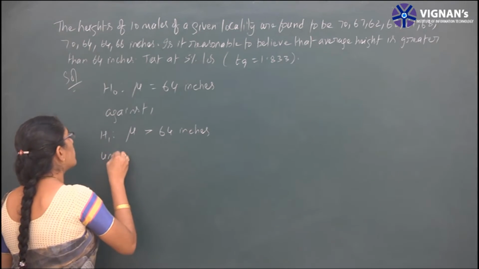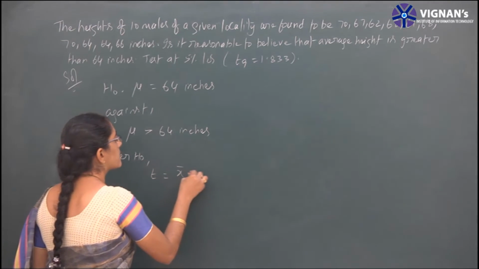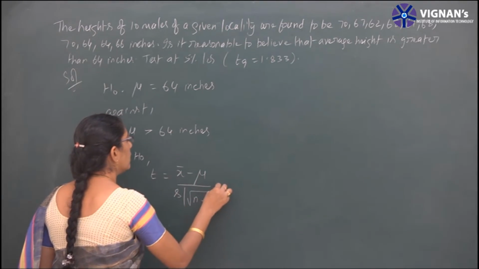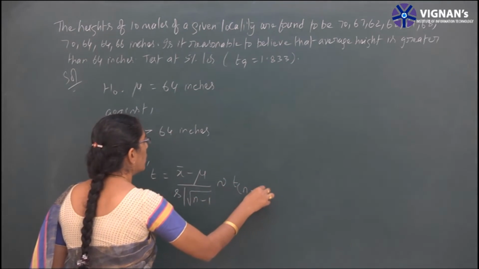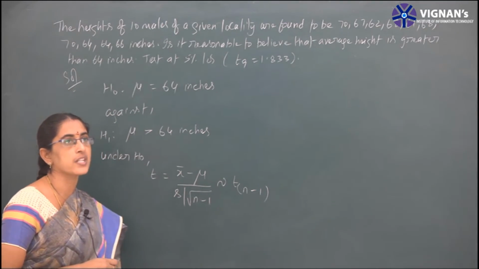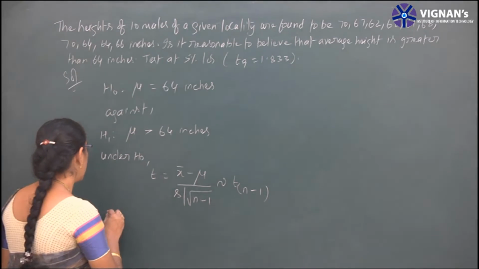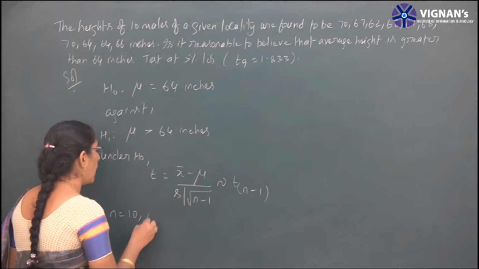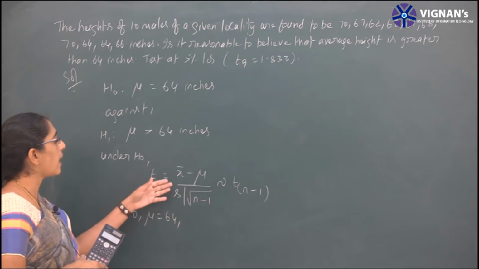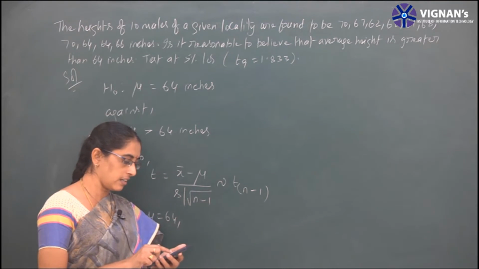Now under the null hypothesis, the test statistic will be t equal to x bar minus mu by small s by root n minus 1, which follows a t distribution with n minus 1 degrees of freedom, because the individual observations are given to us and some of the values are repeated also. The sample size is 10 and the mu value is directly given as 64. For x bar and small s, again we have to use the calculator, that is regression under linear mode.